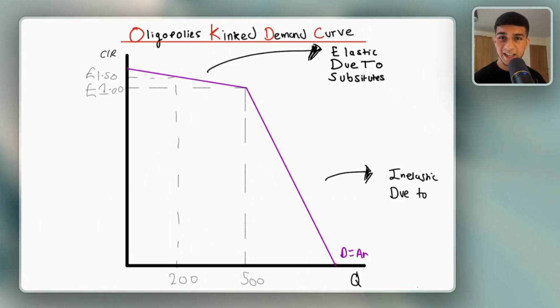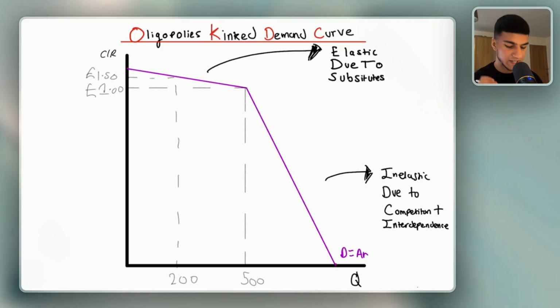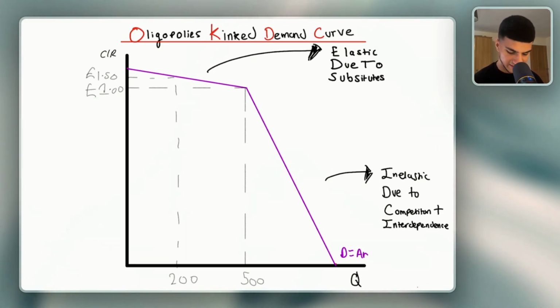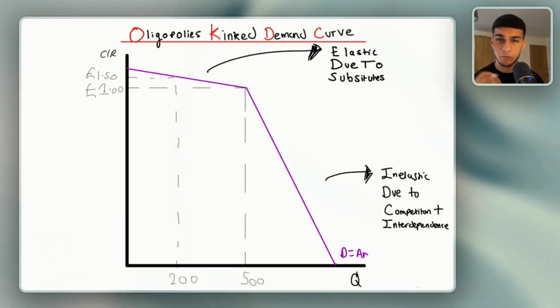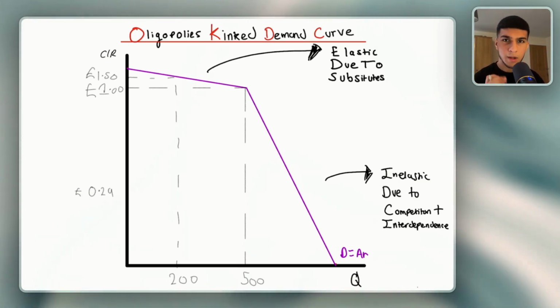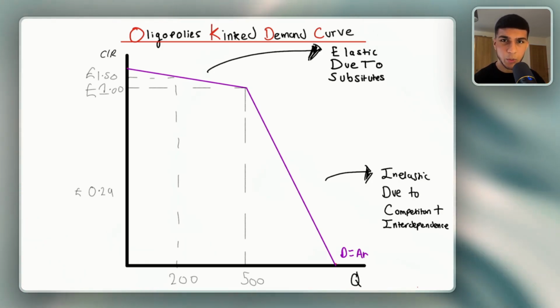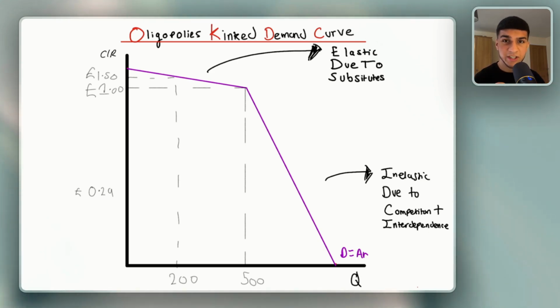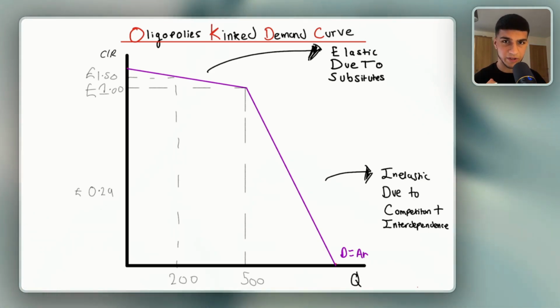Now, this is inelastic due to competition, or you can say interdependence. Let's see this in action. So again, our market price is £1, where quantity demanded is 500. So, if Pepsi decide to decrease prices to, for example, 29p, by Pepsi significantly lowering their prices from £1 to 29p, they will expect their quantity demanded to massively increase. Why? Since prices have decreased significantly.